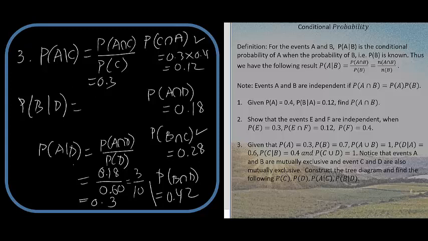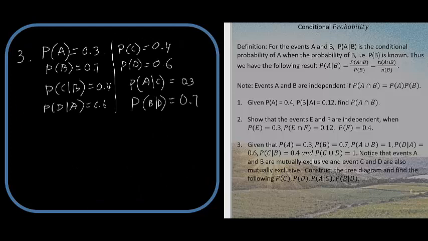Probability B given D will be probability B intersection D. So B intersection D is 0.42 and then probability D is 0.6. All right. So we have now all of the information. Now we'll see all this information in our tree diagram.